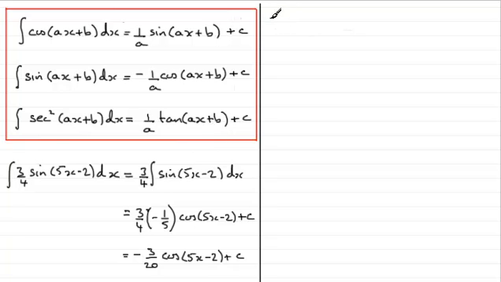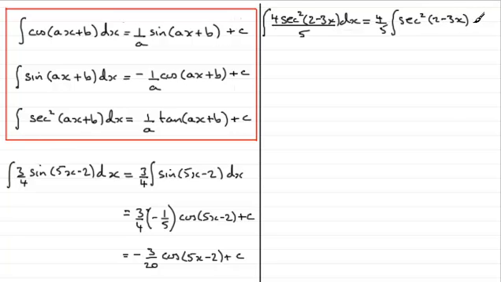Let's try this one though. It looks a little different, but fundamentally it still follows the same kind of theme. It's 4 sec squared(2 - 3x) all divided by 5. And we're integrating that with respect to x. So we can think of this as 4/5 times the integral of sec squared of (2 - 3x) with respect to x.